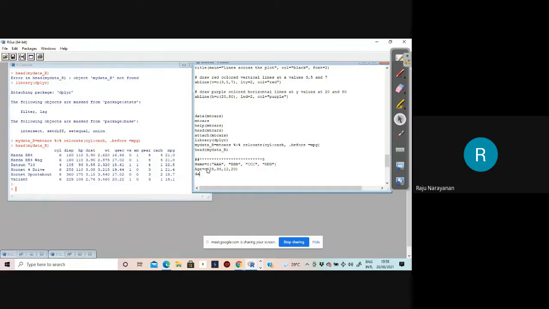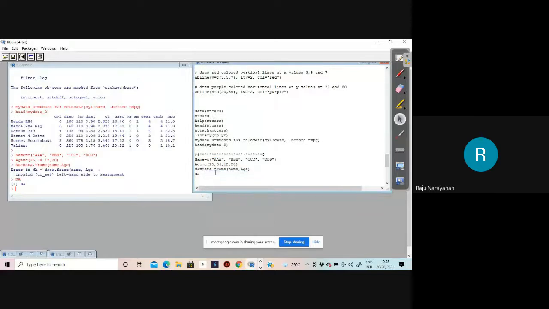Data dot frame: name, age. Data is equal to data.frame, first let it be name and then age. Okay, and I want to see it. Therefore, I have to select all the new statements and run. What is NA? What is the reason? Tell me what the reason is. One second, two seconds, three seconds. N is capital N. That is the reason. I have used capital N there.